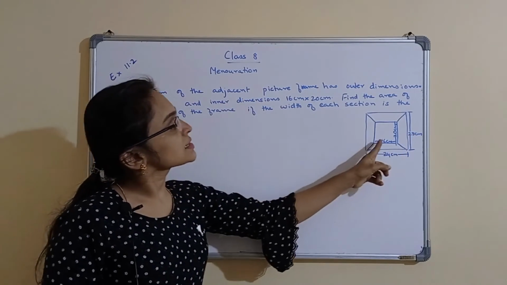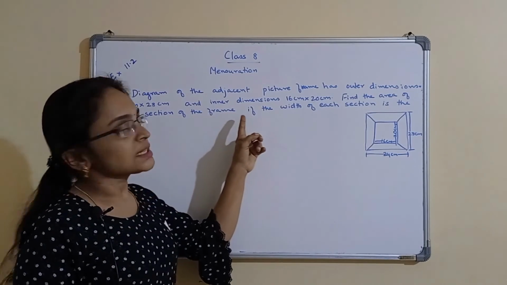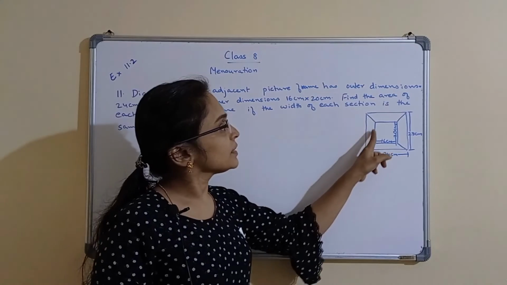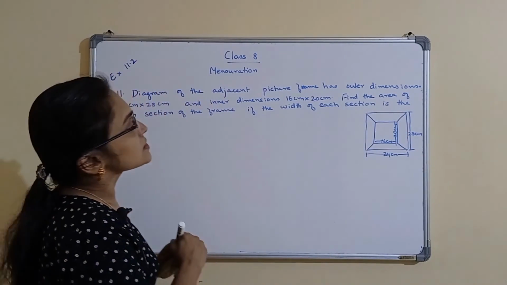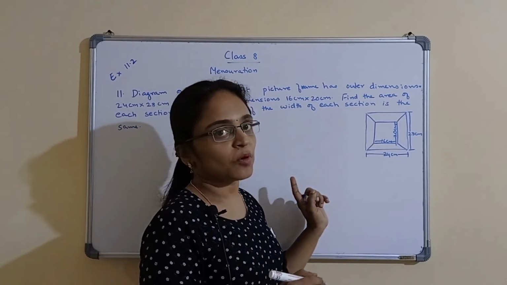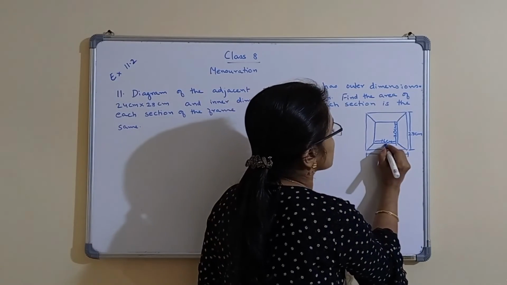Next question is: the diagram of the adjacent picture frame has outer dimensions 24 cm into 28 cm and inner dimensions 16 cm into 20 cm. Find the area of each section of the frame, if the width of each section is the same. We have to find the area of each section of the frame. So this is in the shape of a trapezium. The frames are in the shape of trapezium and given that the width of all the frames is the same.